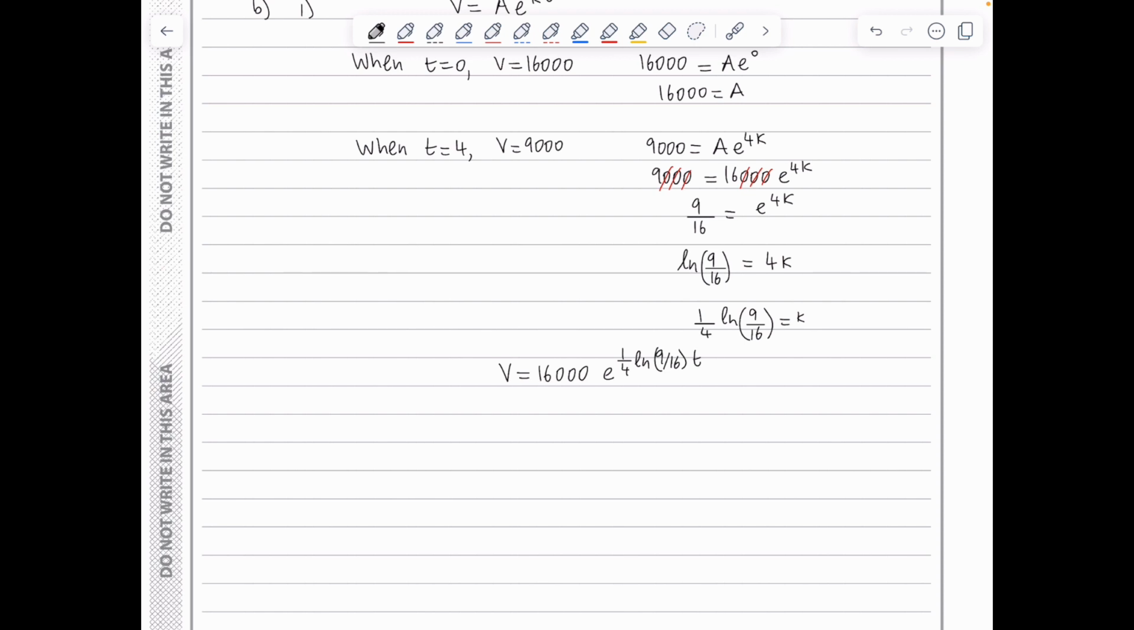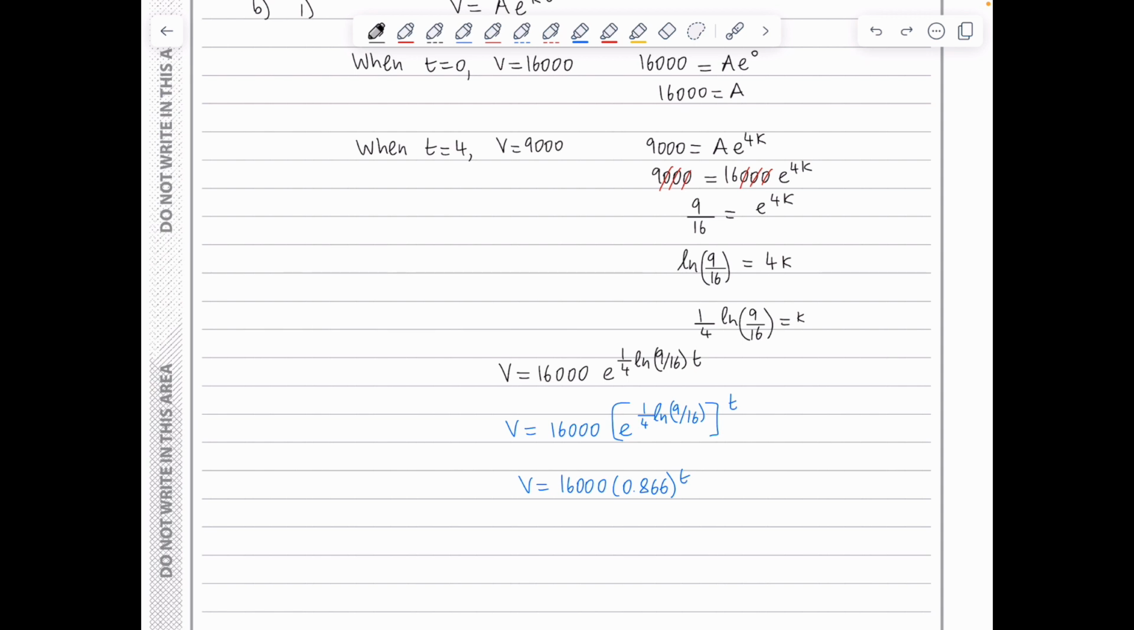Now the phrasing of the question, the reference to a possible equation, is hinting at other forms being acceptable. So one thing you could have done is say V is 16,000 times e to the quarter ln of 9 over 16, all raised to the power of t, because when you've got a power raised to a power, you multiply the indices together. Now plugging this in the calculator gives you a value of 0.866. So an equivalent form would be V is 16,000 times 0.866 to the power of t.